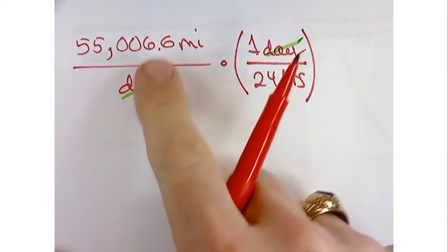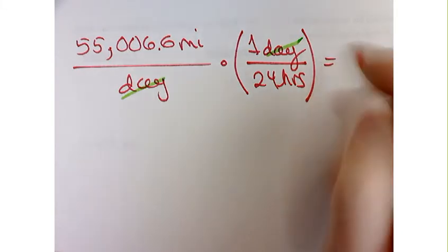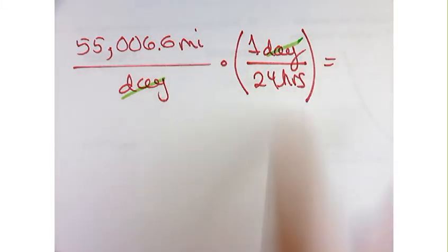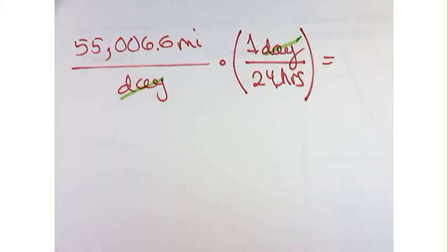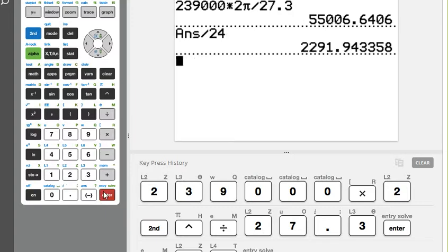So ultimately, that means I'm going to take this number and divide it by 24, and I'll be left with units of miles per hour. Now the nice thing for us is that number is still on our calculator. If you hit the divide key, it takes your previous answer and says, okay, what do you want next? Oh, divide by 24, you got it. 2,291 miles per hour. Call it 2292.